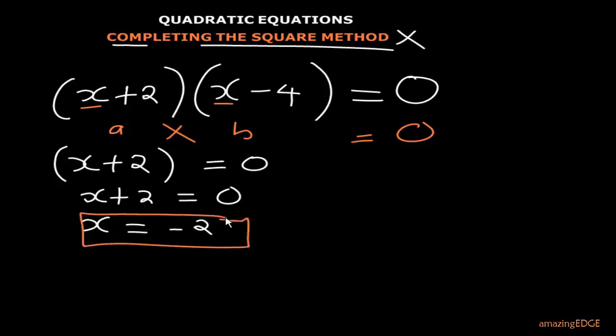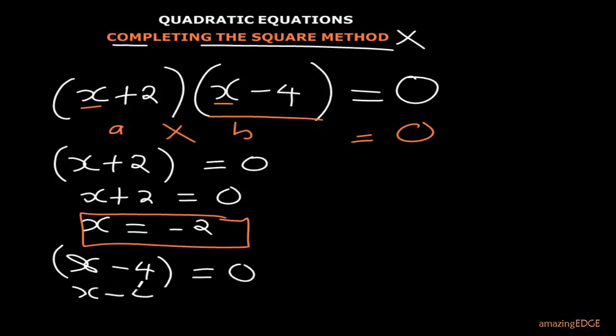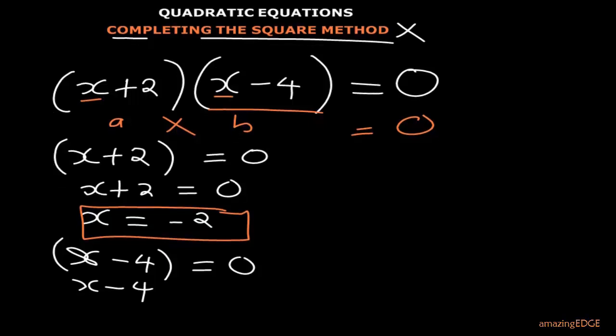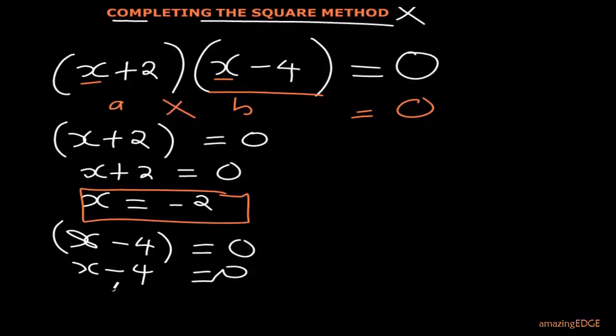Then the second case, you take b to be equals to 0. If you take b to be equals to 0, it means that x minus 4 is equals to 0. So you have x minus 4 equals 0. When you solve, you have x now is equals to 4. So now that's the second case.